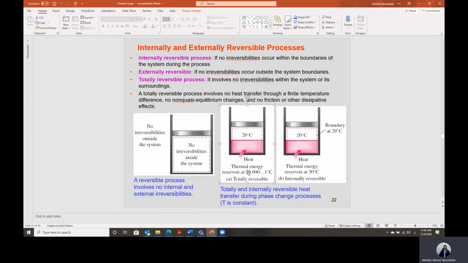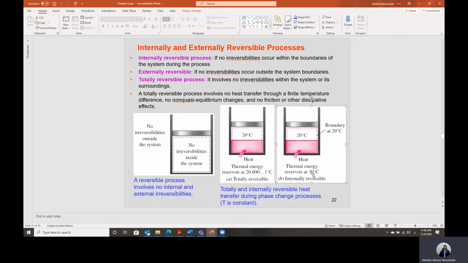But what about externally? If we are adding this heat from a source which is at the same temperature, 20 degrees C, that means we don't have a temperature difference. So this process is also externally reversible. So internally reversible, we don't have a temperature difference inside. And externally reversible, we don't have a temperature difference between the surrounding and the system itself. That means this process is a totally reversible process.